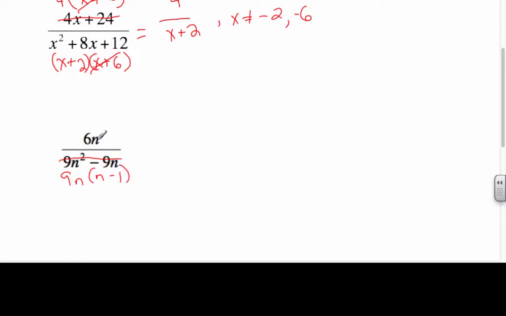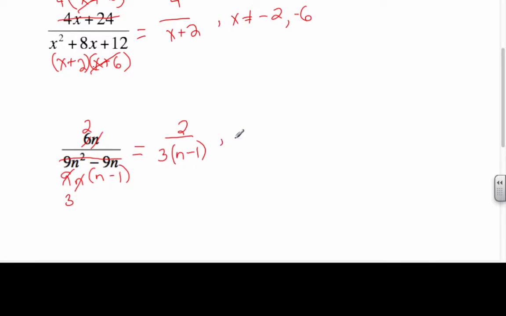Let's see, the numerator and denominator now. I've got this n that I can get rid of. 6 and 9 have a common factor of 3, so when I divide 6 by 3, I get 2. Divide this 9 by 3, I get 3. Now I'm just looking to see what's left. I've got a 2 in the numerator. In my denominator, I still have that 3, and I still have the n minus 1.